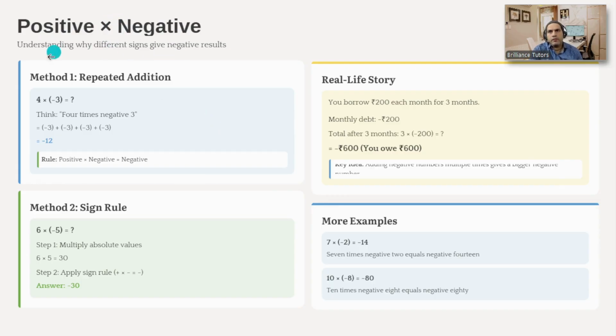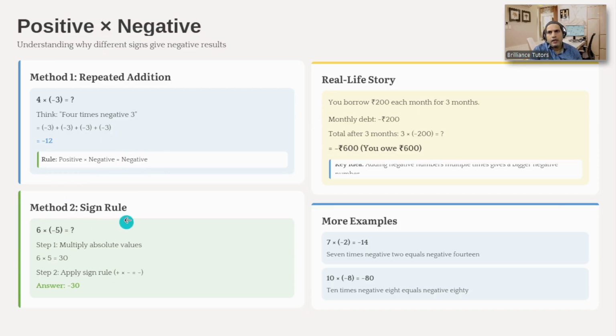Positive and negative: understanding why different signs give a minus result. Method 1, repeated addition. 4 into minus 3 is what? Think, 4 times negative 3. So 4 times negative 3 is minus 3, minus 3, minus 3, minus 3. When we add them, it will be minus 12. So positive and negative is always a negative number. I hope you understand this part.